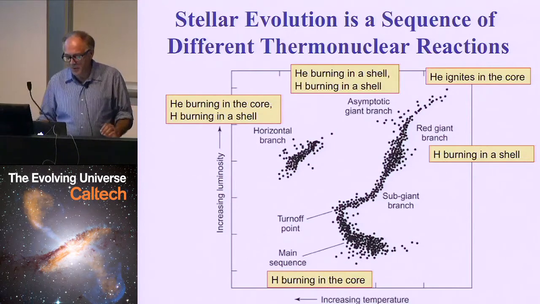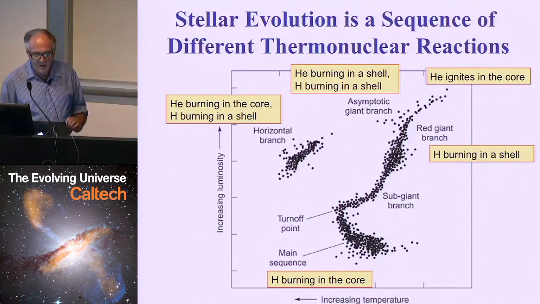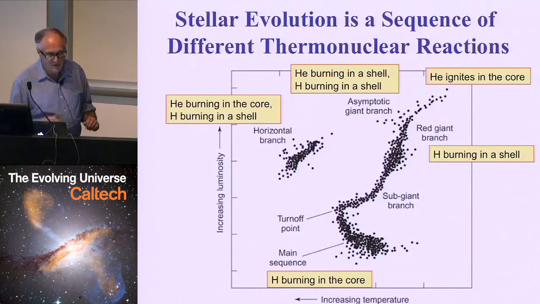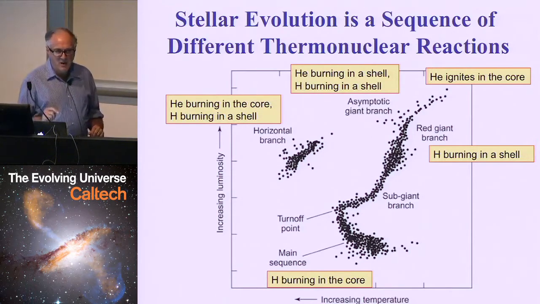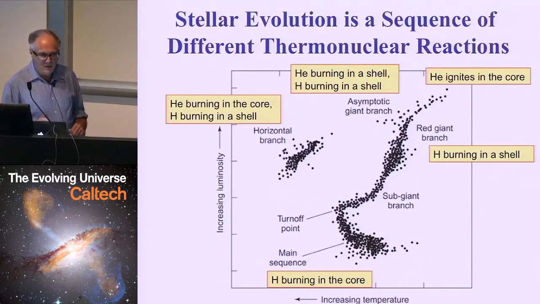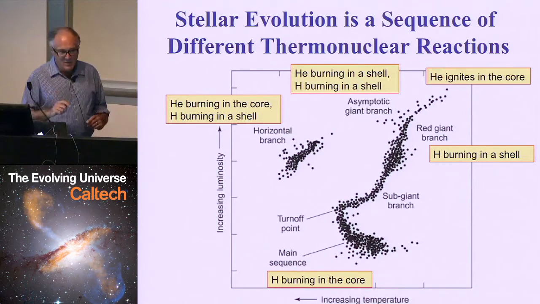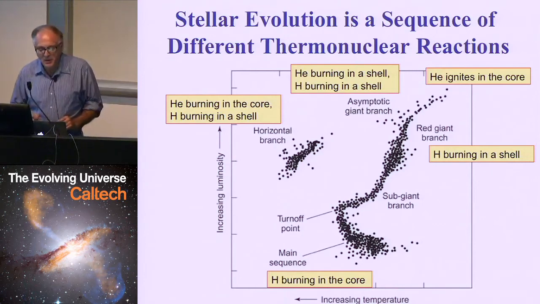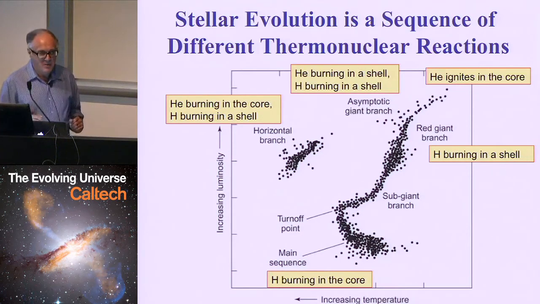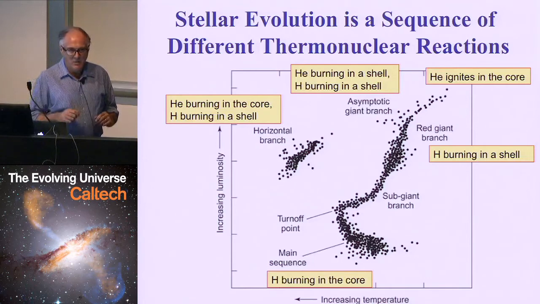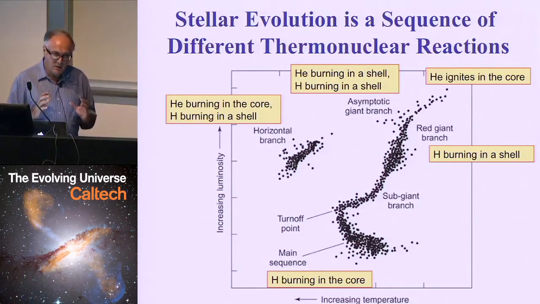A central point to remember here is that each of these components of the HR diagram, each of these sequences, corresponds to a different stage of thermonuclear burning in stars. So each of them is a little main sequence, but for a different energy source. So the main sequence is when hydrogen burns in the core. When you have hydrogen burning in a shell and nothing in the core, this is what you get as a red giant.